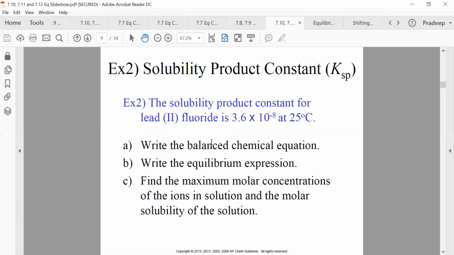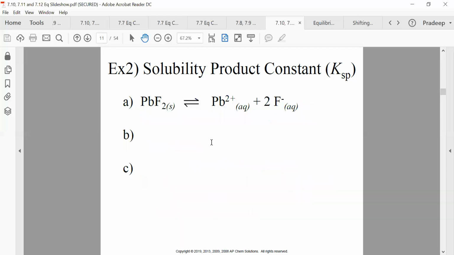Now, based on that, can you guys calculate the molar solubility? You are given that the solubility product is 3.6 times 10 raised to minus 8 at 25 degrees Celsius. So the KSP value is given to you. Now find the maximum molar concentrations of the ions in the solution and the molar solubility. So how will you do that?